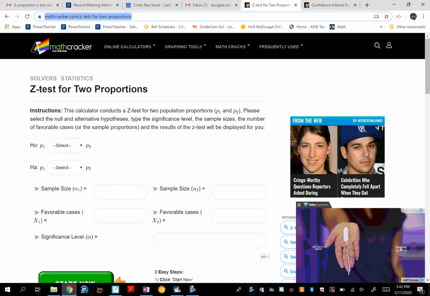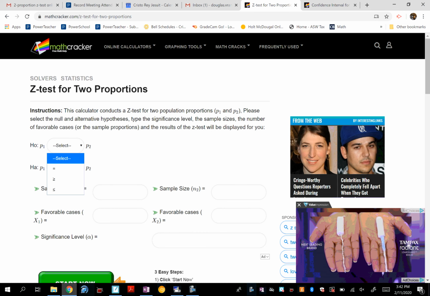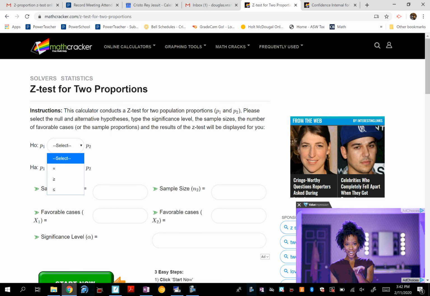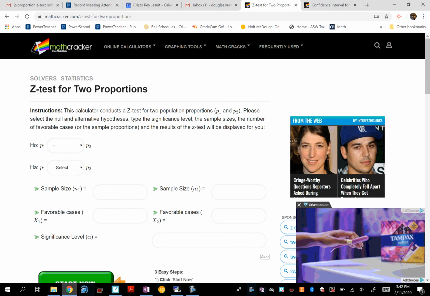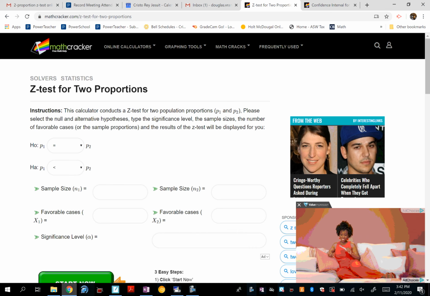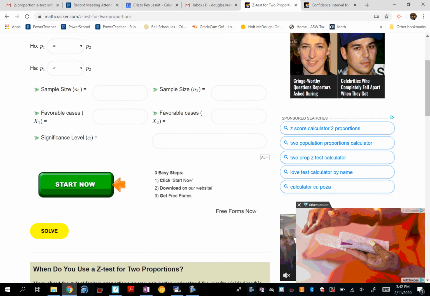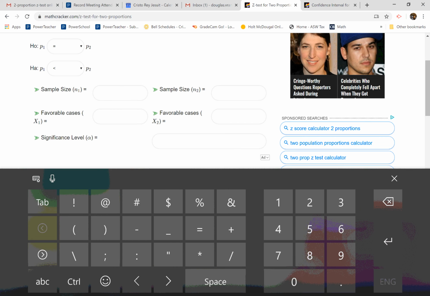Okay, so for the null hypothesis, we're always going to choose equals. Now what about for the alternative? What symbol did we use? Less than. Okay? What is our sample size in group 1? 75. Sample size in group 2? 75. Okay, favorable cases. So this is the number of successes.